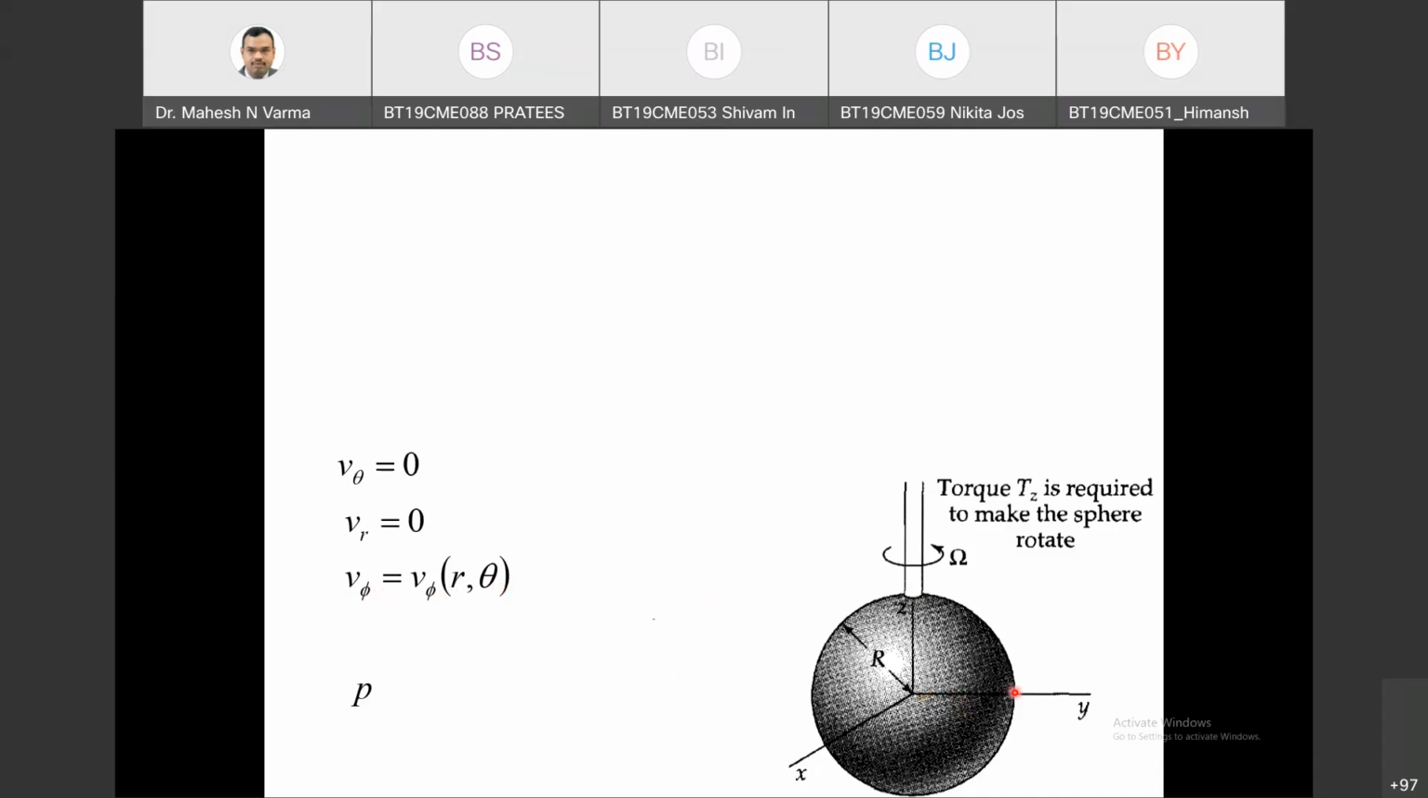V phi is also a function of r. If I am moving in r direction, the velocity will be r omega sine theta. Because this is a large pool of fluid, the whole fluid will not be moving. At r equals infinity, velocity will be 0. Hence, V phi is a function of r. And pressure is a function of r and theta: r because of centrifugal force, theta because of gravity and centrifugal force. This is not just gravity, this is gravity as well as centrifugal force.